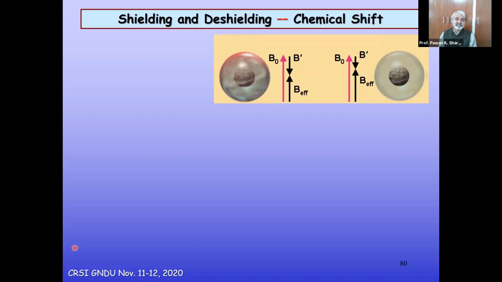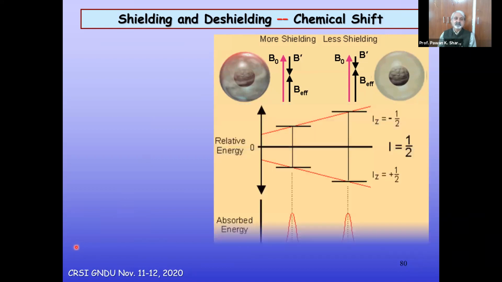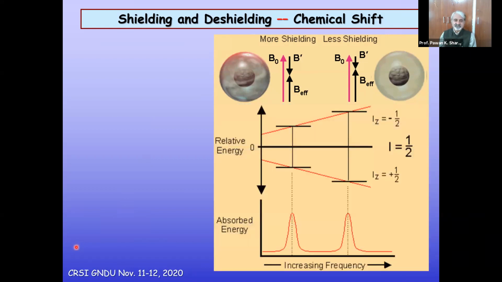So both these are cases of more shielding and less shielding. Please remember, the books describe it as shielding and de-shielding. None of these is a case of de-shielding. Both are a case of shielding, more shielding and less shielding. So please remember, this is not at all a case of de-shielding.